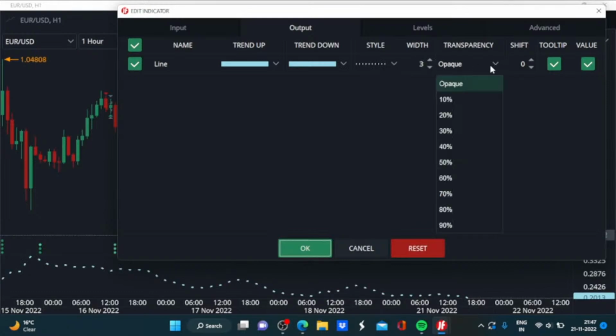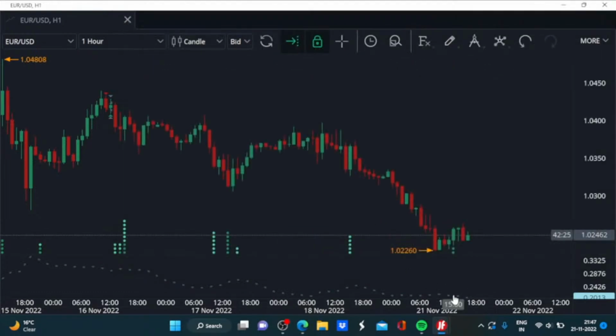You can also play around with transparency. Suppose if you want to make it look less prominent, but at the same time you want to be able to read the data points, you can add a formation of this kind of nature.